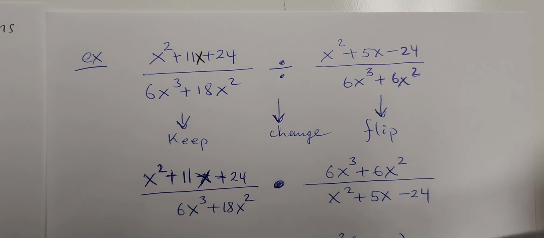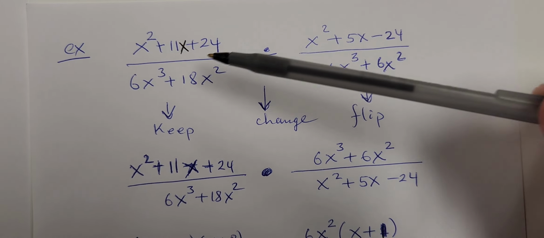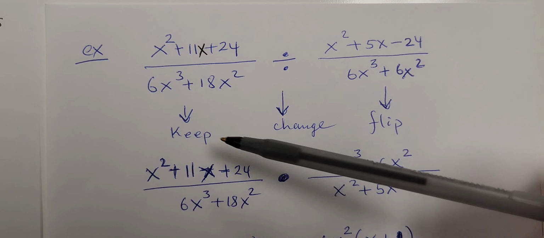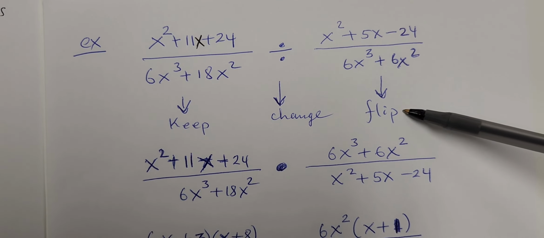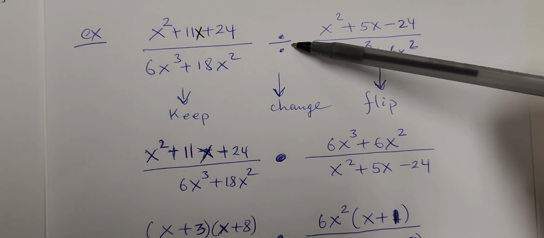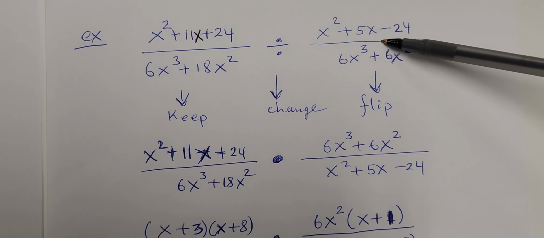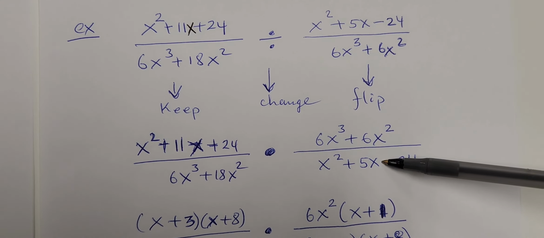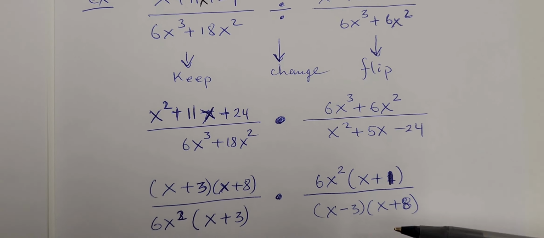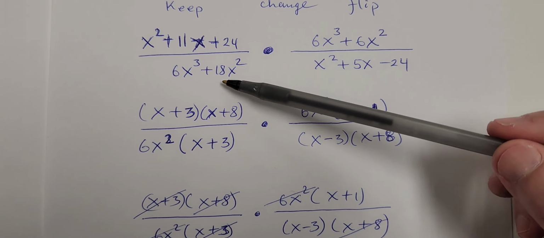So we have to follow the rule, keep, change, flip. So when a fraction is divided by another fraction, you have to follow the rule, keep, change, flip. So the first fraction, keep it as is. Division is changed to multiplication. Second fraction, you will flip. Okay, after that, you will find the factors of each of these.